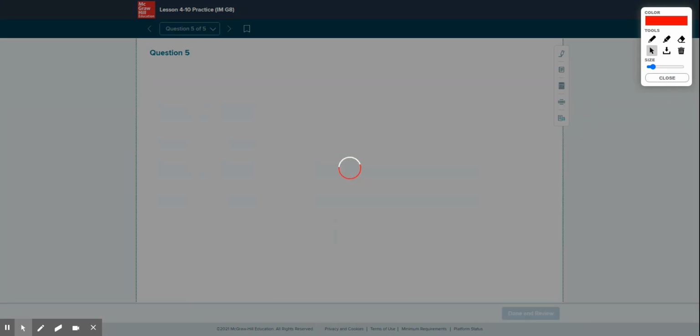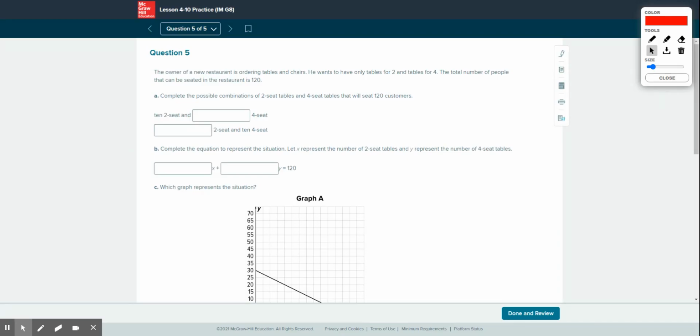Last question has a lot of parts to it, so please follow along with it. The owner of a new restaurant is ordering tables and chairs. He wants to have only tables for 2 and tables for 4. So that means that's the maximum that he has going on. The total number of people that can be seated in the restaurant is 120.